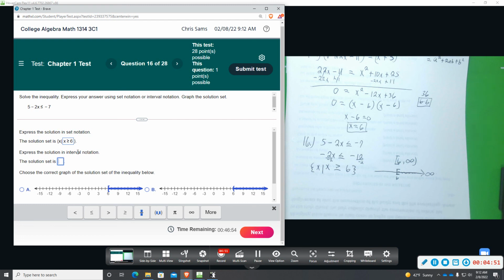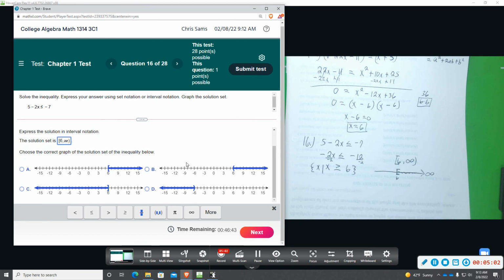The solution set in interval notation, we're going to do square bracket 6 comma infinity, and then the number line is going to go from 6 to infinity, and we want a bracket on the 6. So answer choice A.